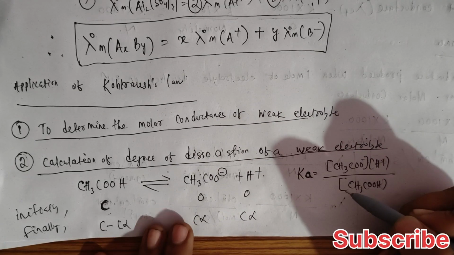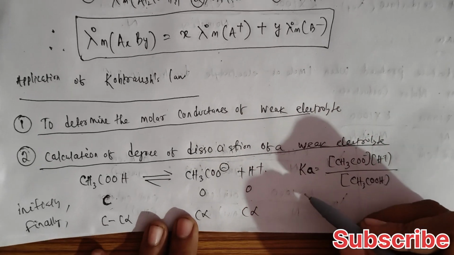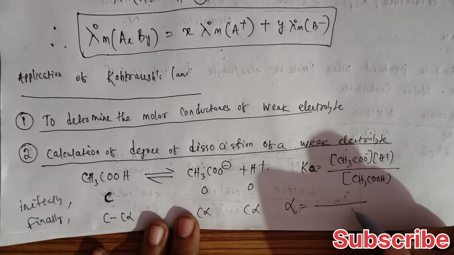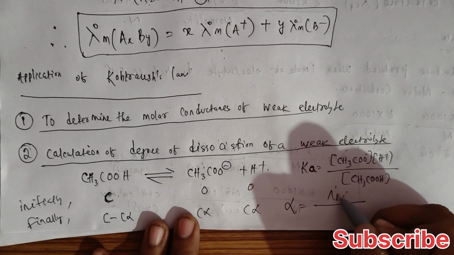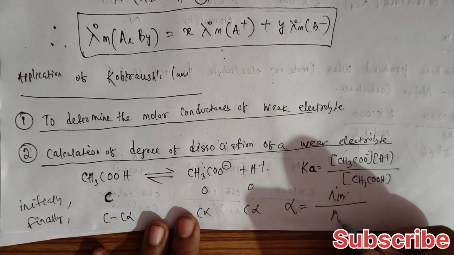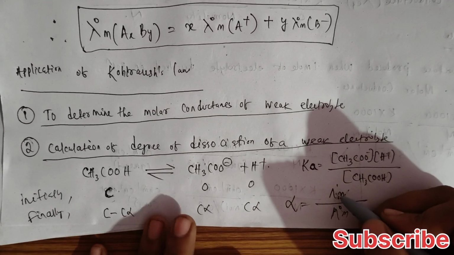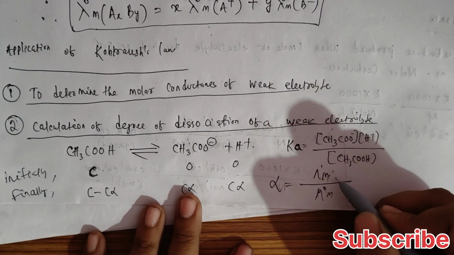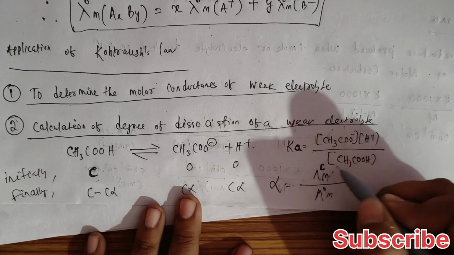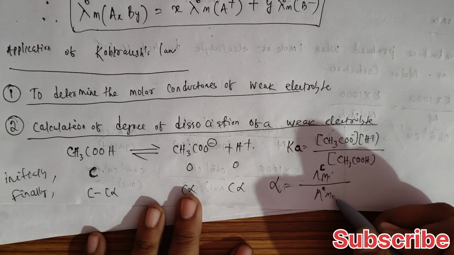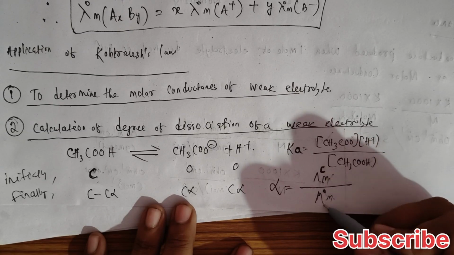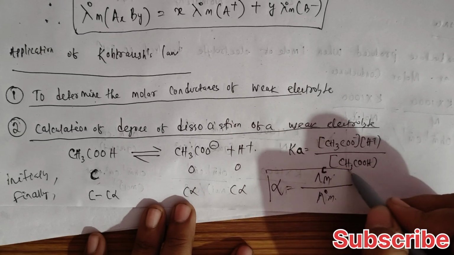Degree of dissociation means what? Alpha is called the degree of dissociation. How can you calculate alpha? Alpha can be calculated by lambda m by lambda naught m. Lambda m is the molar conductance of the electrolyte at any concentration C, and lambda naught m is the molar conductance of the electrolyte at infinite dilution. By putting in this formula, we can easily calculate the degree of dissociation.